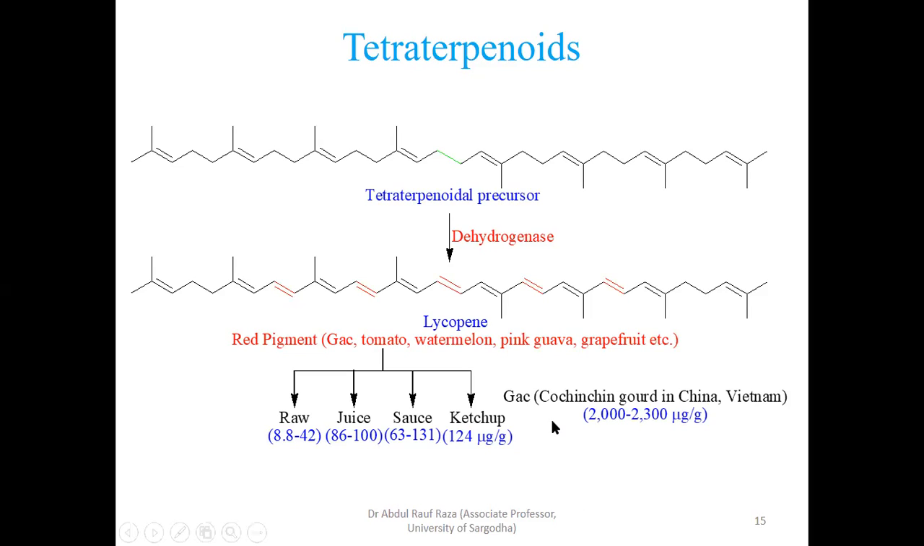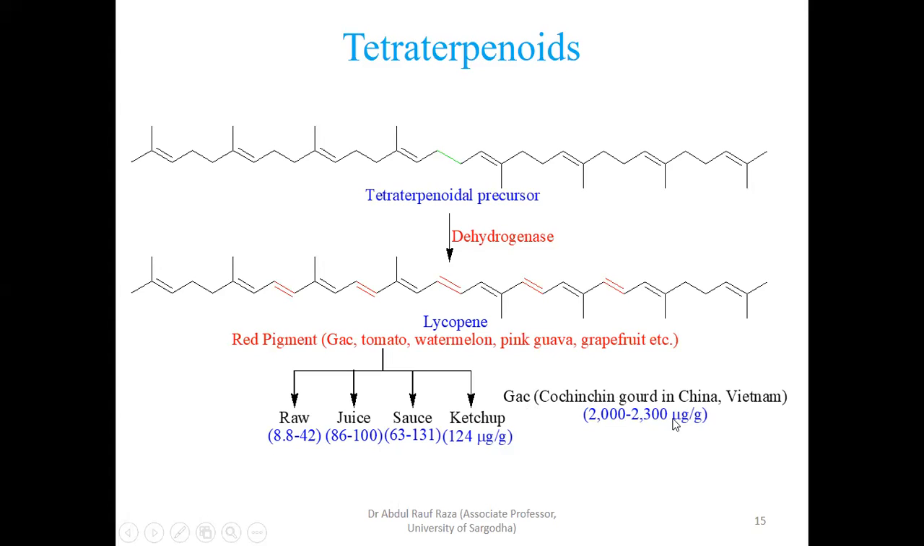Anyhow, this GAC is also named Cochinchin gourd in China and Vietnam. This is the common name of GAC, and it is also cultivated in Australia. If you take 1 gram of GAC, it contains 2000 to 2300 microgram, meaning 2 milligram to 2.3 milligram.